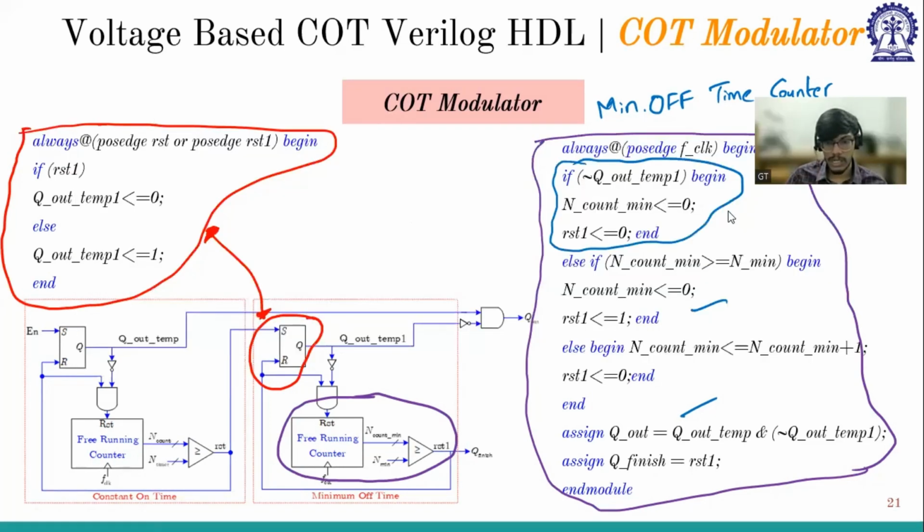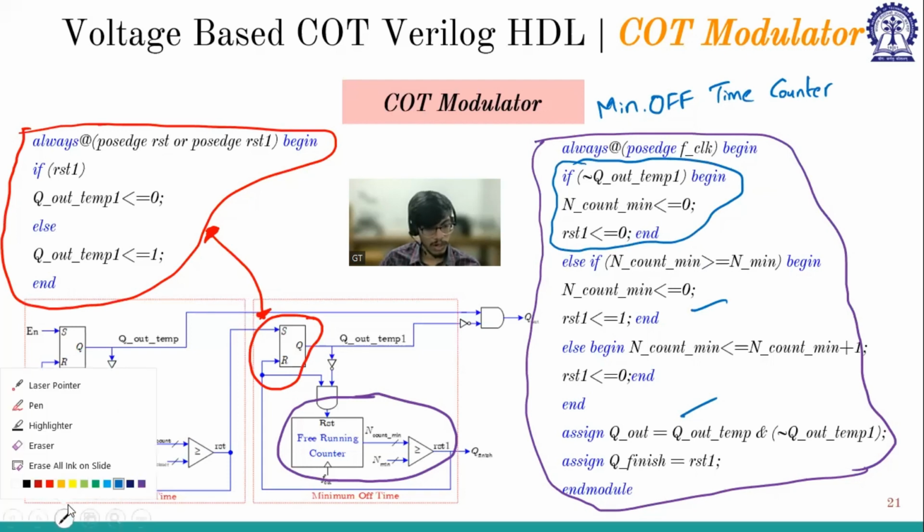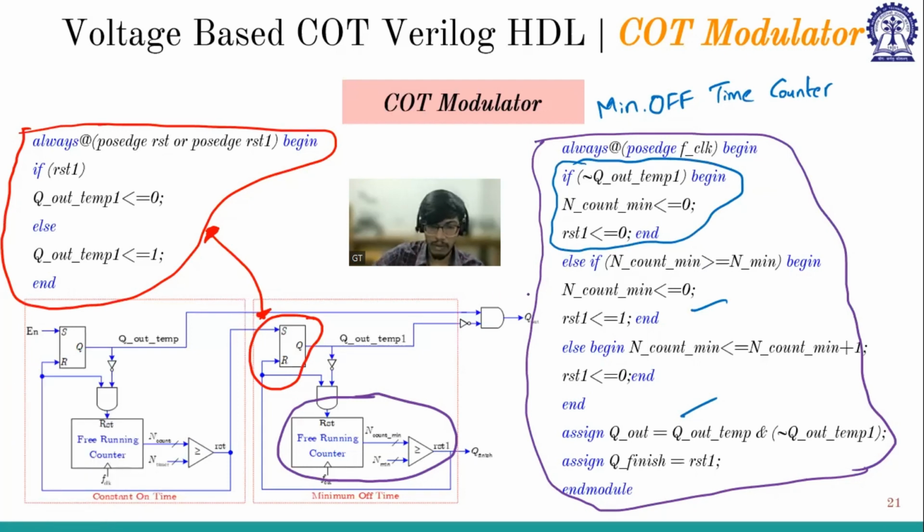So it is just the same counter code. Counter code is always the same. Whatever we have written in the voltage mode control, current mode control, it is just the copy paste code. Only the variable names will change.